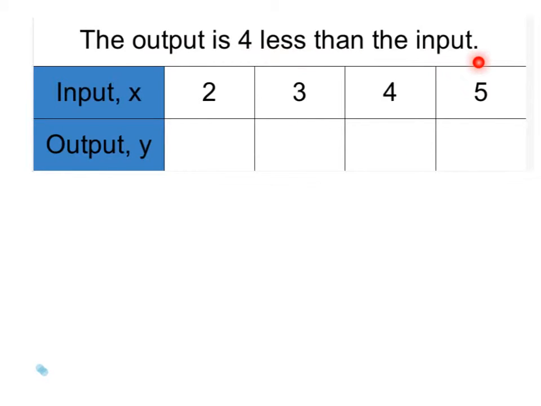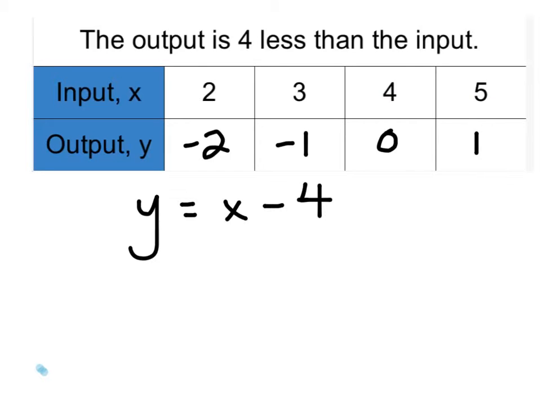So looking at the statement, it says the output, so I'm going to use the variable y for output, is 4 less than the input. X will be my input, and 4 less than that will be minus 4. So what I need to do is subtract 4 from each of these values right here in order to complete my table. And here are my solutions for the table.